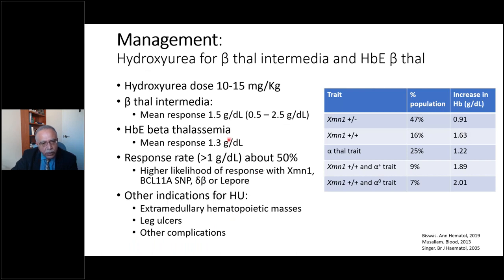Hydroxyurea is an important drug in beta thalassemia intermedia. Its dose is lower than what is used for sickle cell disease. The mean response is 1.5 grams, but a response of more than 1 gram is seen in only 50% of patients, and that is a problem that leads some of us to not use this medicine in other patients. But there are some genetic indicators showing that patients who have some favorable polymorphisms respond better to hydroxyurea than others.